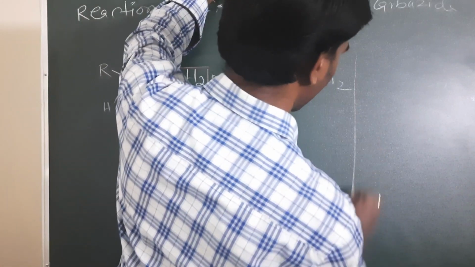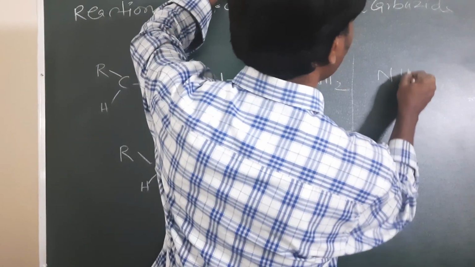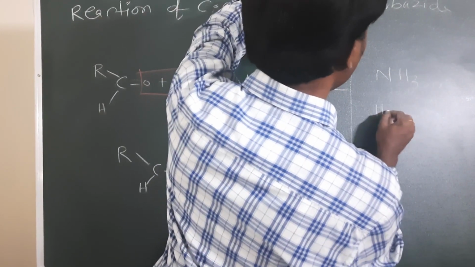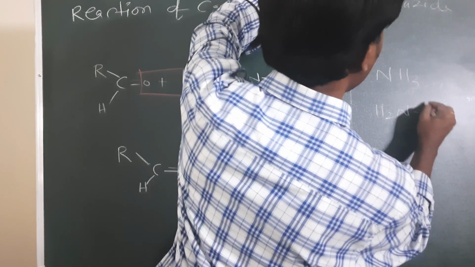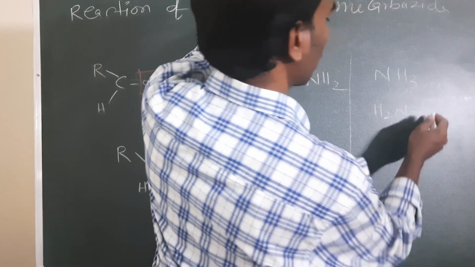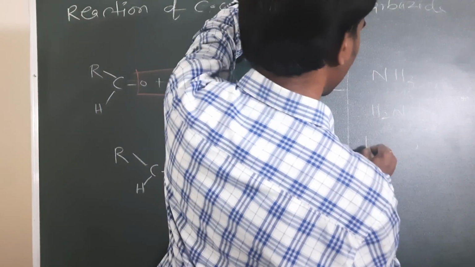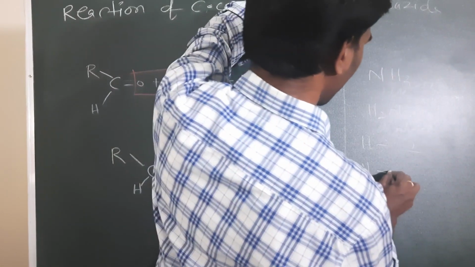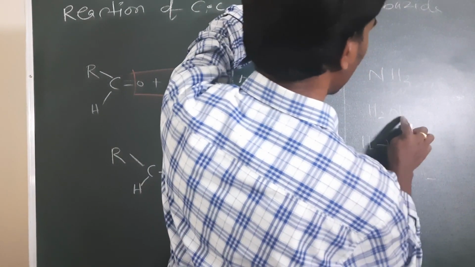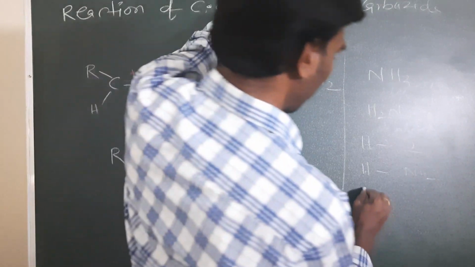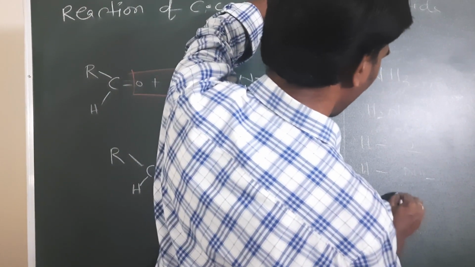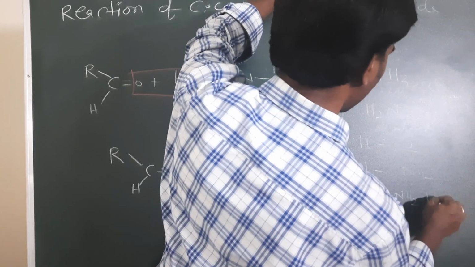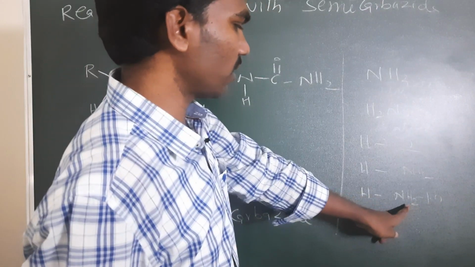Here I will give a summary of these. Ammonia is NH3. If you take ammonia as H2N-H, then instead of this H, you can take hydrogen. Instead of hydrogen, if I take OH, that is hydroxylamine. Instead of H, if I take NH2, that is hydrazine. If I take NHPh, that is phenylhydrazine.